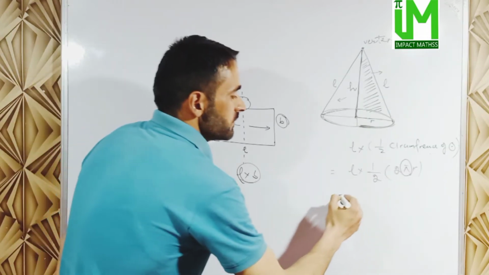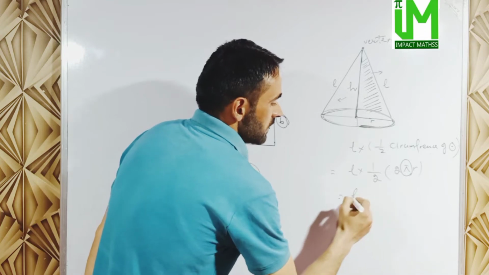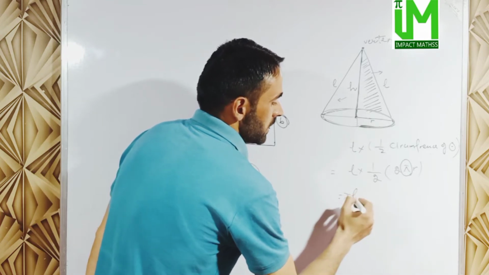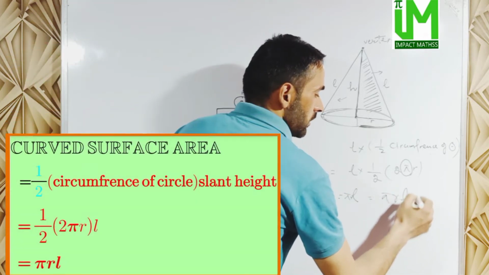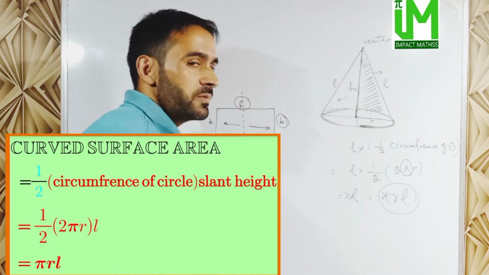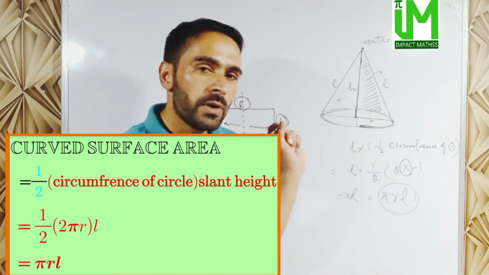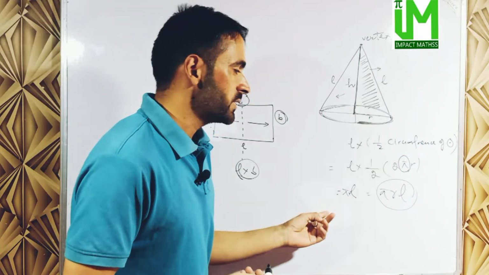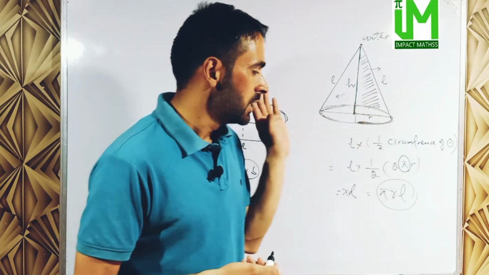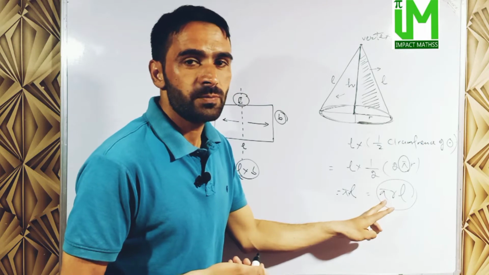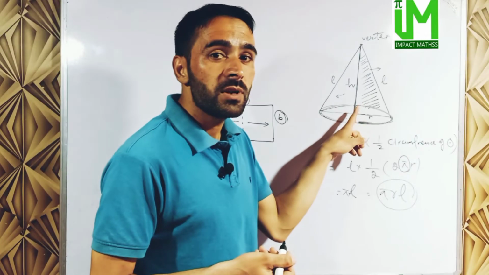So it will be L into, 2 and 2 will cancel out, so it will be pi r L, which happens to be the curved surface area. So the curved surface area of a cone is pi r L. Now if we have to find the total surface area, then obviously the total surface area will be the curved surface area plus the area of the bottom. The curved surface area is pi r L, so the total surface area will be pi r L, that is curved surface area plus area of the bottom.